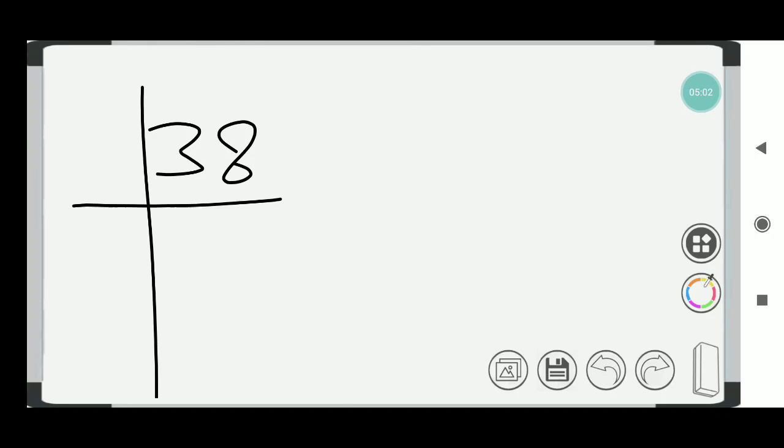Now let us take the third case. 38 was given there, and we have to convert it into hexadecimal number system. So we have to divide it by 16. Okay, so 2 times 16 is 32 and the remainder is 6.